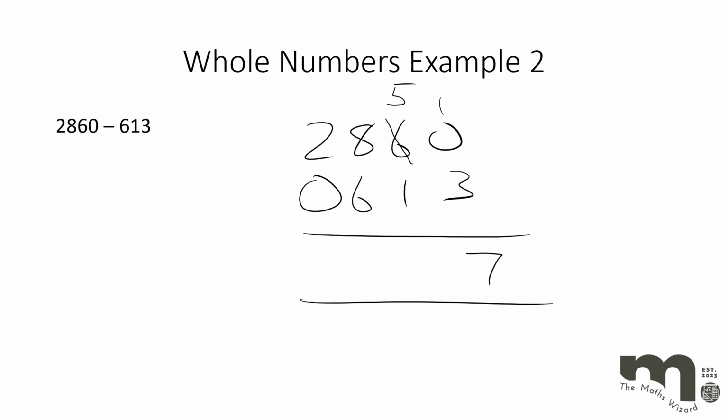Then we've got 5 minus 1 here, which is 4. 8 minus 6, which is 2. And then 2 take away 0, which is 2, to give us our final answer of 2,247. Just to summarize, when you're doing larger numbers like this, it's just about borrowing. If you find that the top number is smaller than the bottom number, we borrow from here. So this then becomes a 2-digit number, essentially.